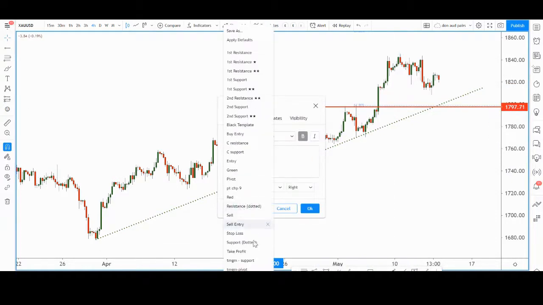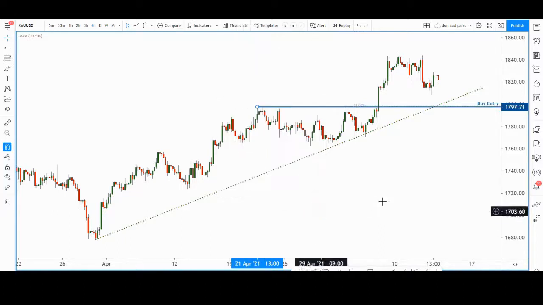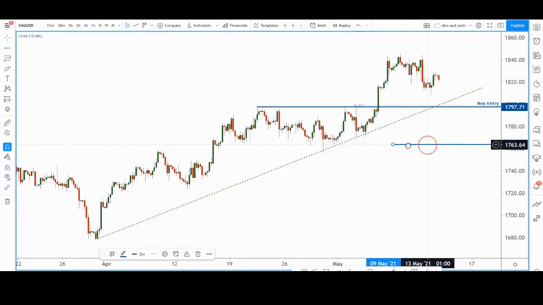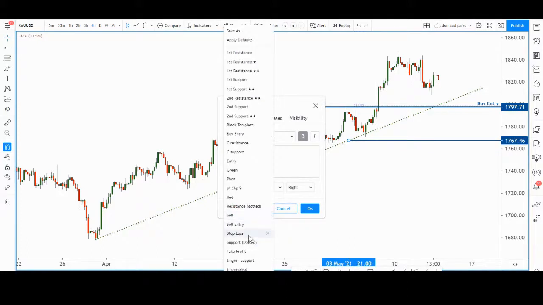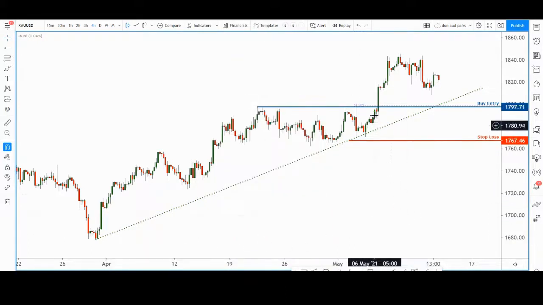Let me just change that to our buy entry. After we have our buy entry, the next level that we need to look out for is our stop loss. For our stop loss, I can put it just slightly below this last low over here. Let me change that to stop loss. Because if price was to break through below the buy entry, below the ascending trend line support, our idea would be wrong, and we want to get out of the trade as soon as possible, possibly try to get out at break even.